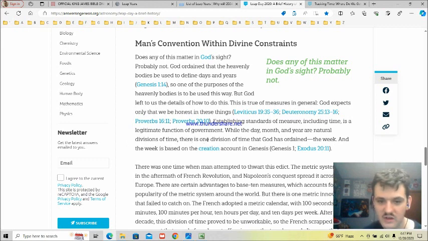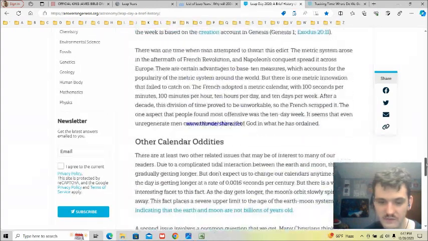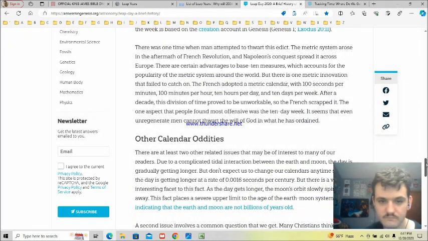divisions of the time, and then this one division that God has ordained: the week and the day of creation account in Genesis chapter 1 and Exodus chapter 20 verse 11. And that was the time identified throughout.